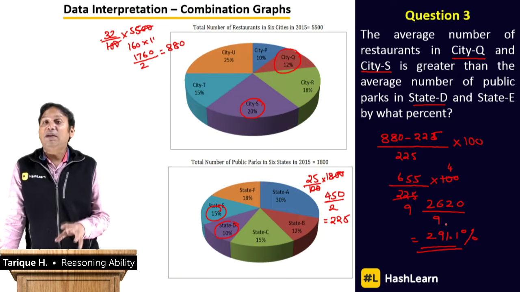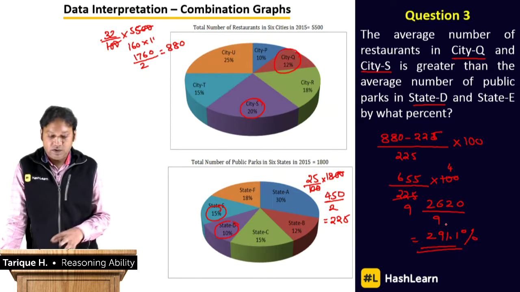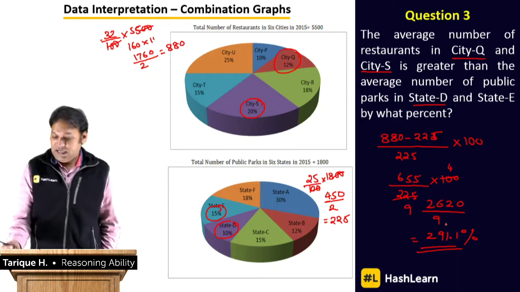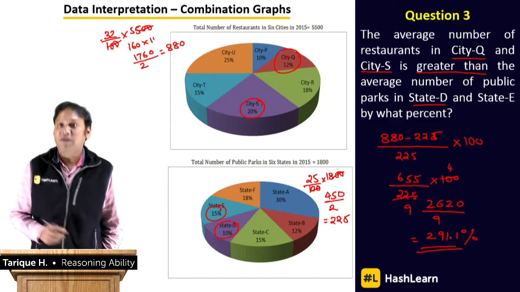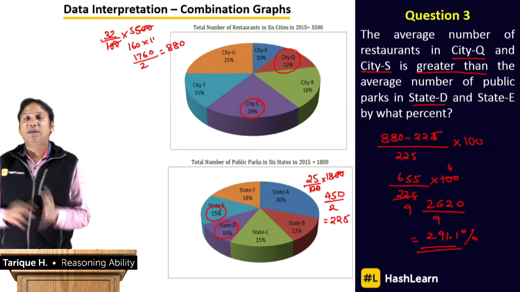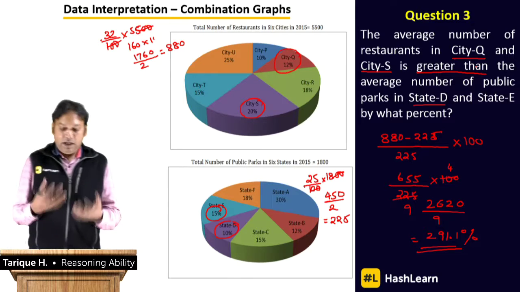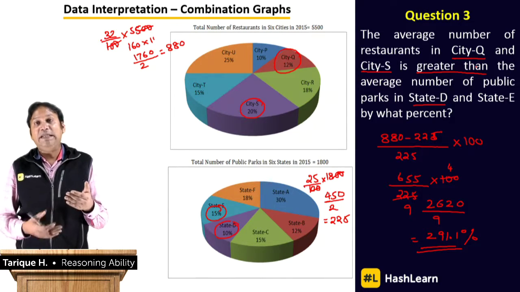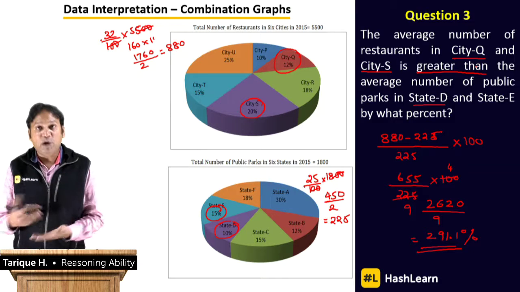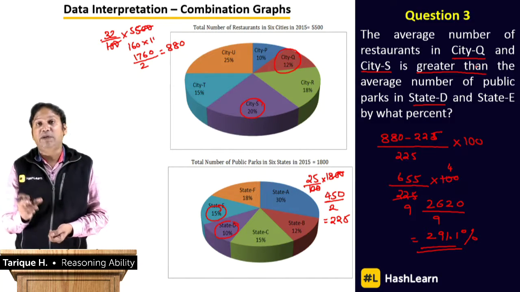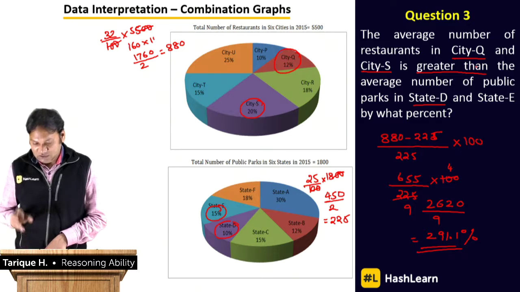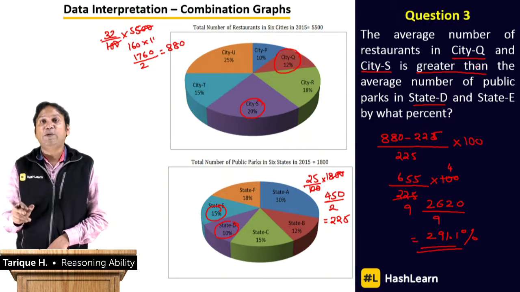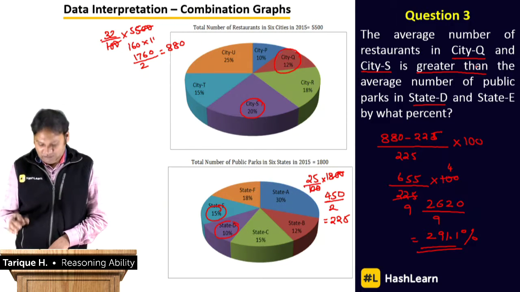Here we have to calculate the average and then solve the question, because here we're talking about greater than, so I can't just use a ratio and solve. Wherever we have to just find the ratio or just find the percentage by using the comparison, then it's okay. But if one value is greater than the other value by what percent, then you have to find the actual data, take the difference and then solve the question. So that's question number 3 for you. Very easy, very helpful for you to solve.